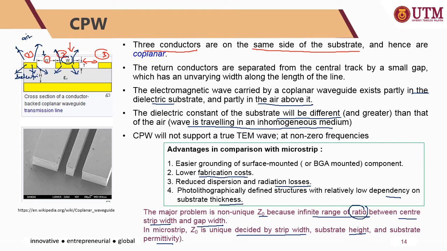Okay, because as mentioned earlier, the property or the Z0 of the microstrip line is decided by the strip width, substrate height, and permittivity. Okay, so substrate height meaning the thickness of the substrate. But if you are using the CPW, you can have a more efficient structure by low dependency on the substrate thickness.